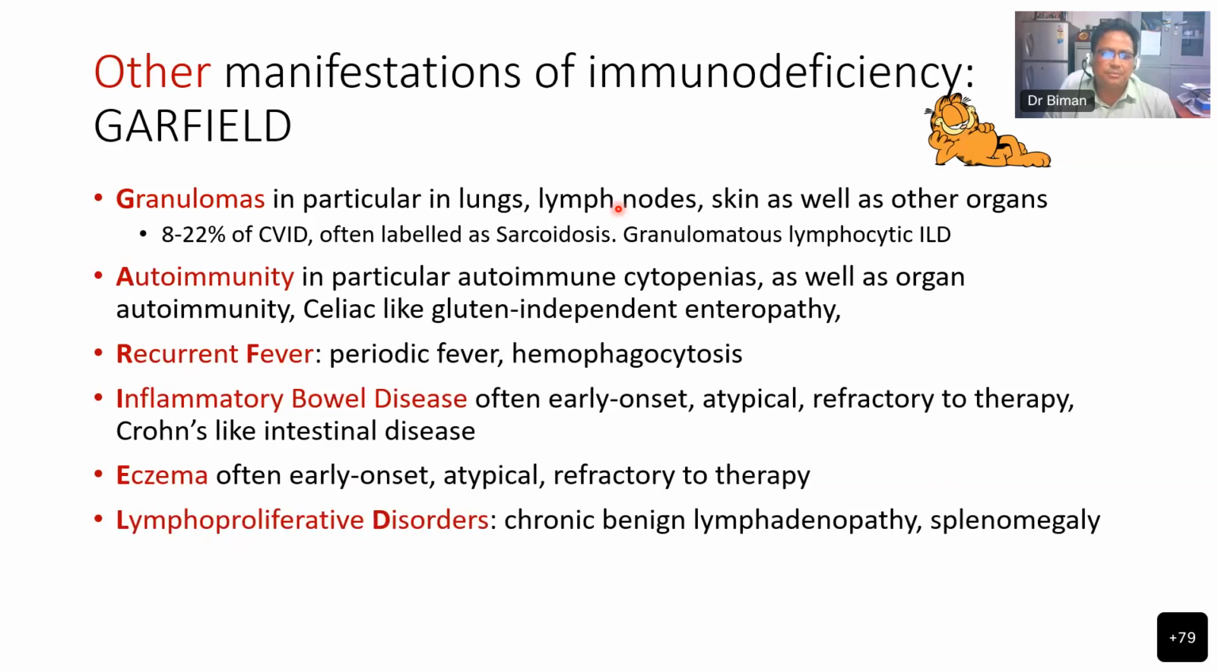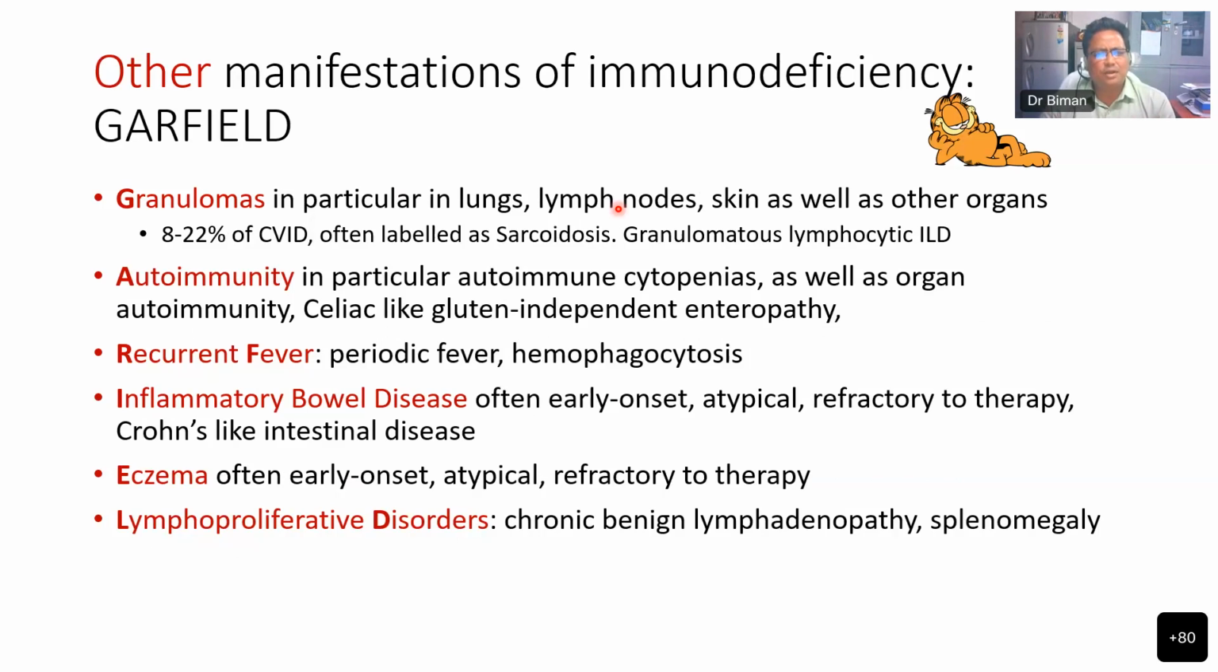As I said, infections are not the only features of PIDs. There are other manifestations of immunodeficiency disorders. For example, you can use the mnemonic GARFIELD. G is for granulomas, particularly in the lungs and lymph nodes. As pathologists, we're so used to seeing granulomas, and perhaps the commonest diagnosis we give is granulomatous inflammation consistent with tuberculosis if we don't see a B. So that is one of the commonest diagnoses that we give.